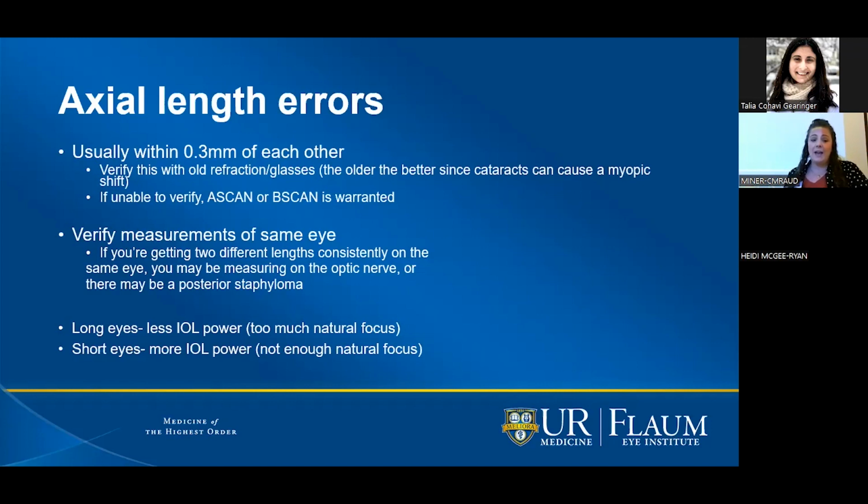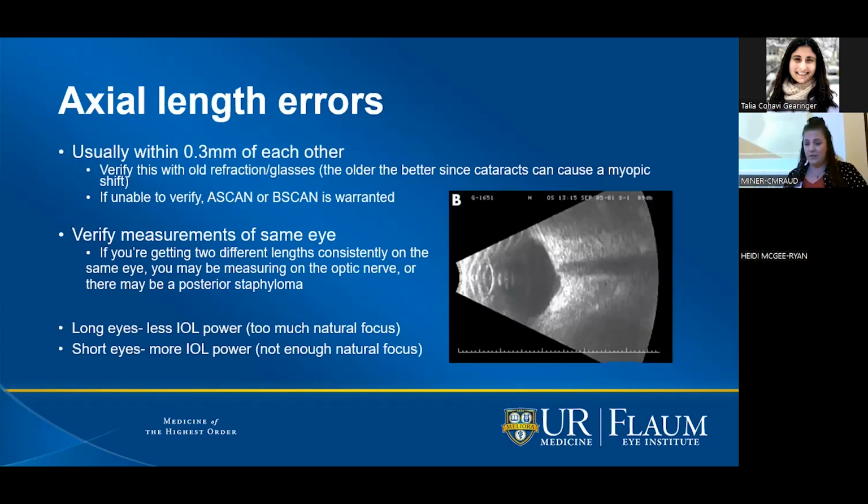Also, look at the measurements of the same eye. I've actually had this happen to me as a technician doing IOL Master. I was getting two different axial length measurements consistently on the same eye. That could mean that you're off your axis, or you're measuring on the optic nerve, or there may be a posterior staphyloma present that you're actually measuring on.